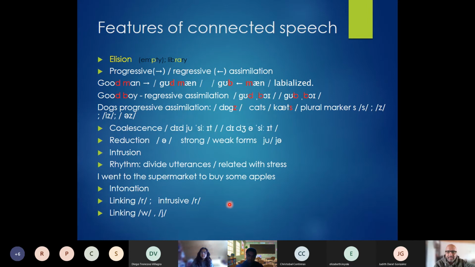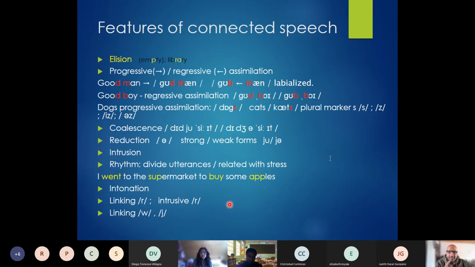So rhythm is connected with stress, and stress appears, if you agree with me, in content words. I went to the supermarket. So I would stress the first part, supermarket, to buy. I would stress the verb here. And I wouldn't stress some. I would stress apples, the noun. And not the whole noun, but I would stress the initial syllable of the word apples.